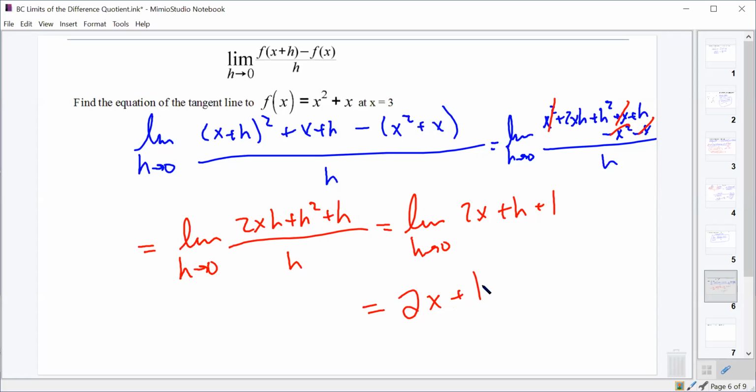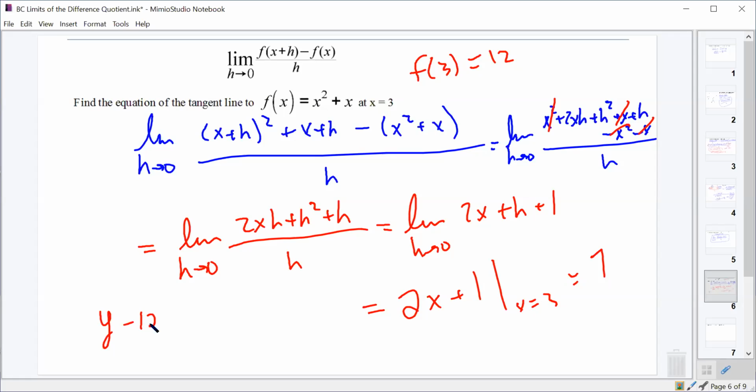Everybody good with that? We should have known already that that was the derivative of x squared plus x, but we can show it using the limit. And then if we want to evaluate that for the tangent, the equation of the tangent line, we need to have the point at x equals 3. So what's f of 3? F of 3 is 12. And we also need to evaluate this at x equals 3, which is 7.